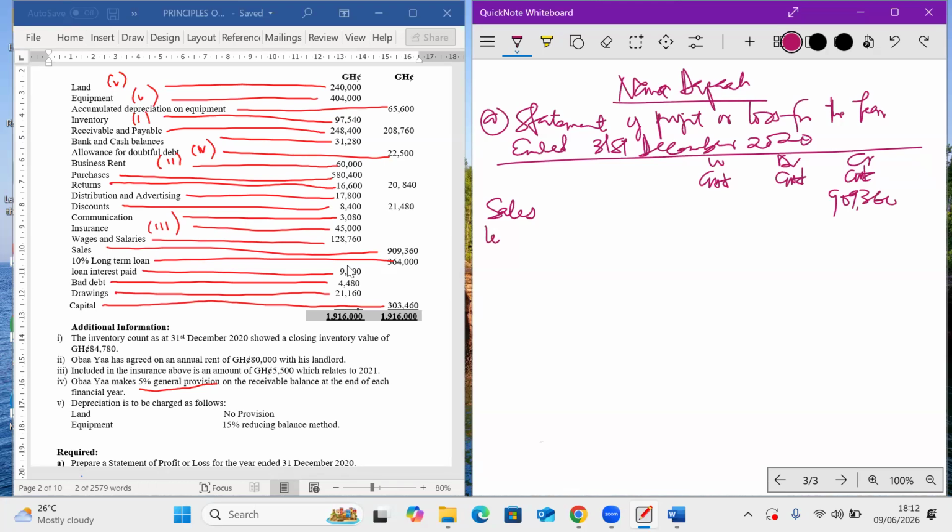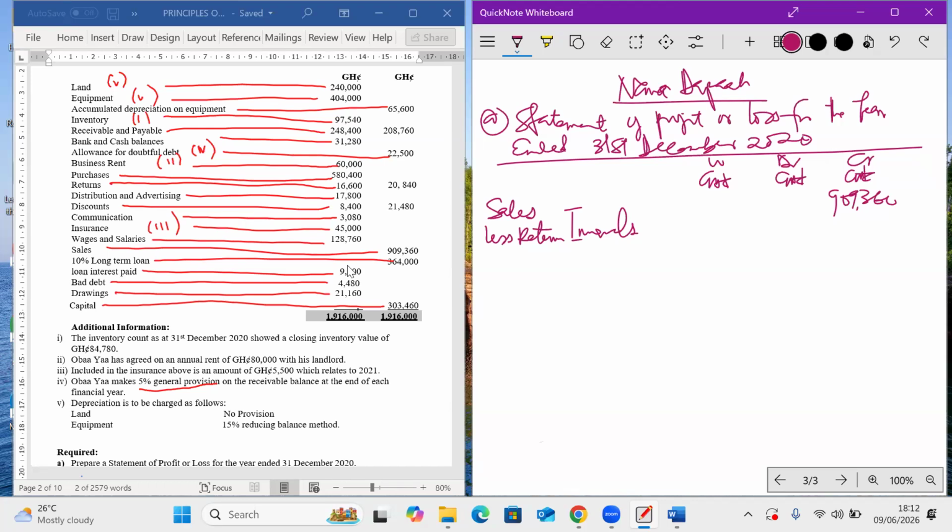Then I'll say less return inwards or sales returns. Return inwards is the same as sales returns. So why am I lessing? Sales, on which side of the account is it? Credit side. Return inwards, is it on the debit or credit side? Debit. I said sales is credit, so we'll do the opposite side for the returns. So return inwards is on the debit side, then sales on the credit side.